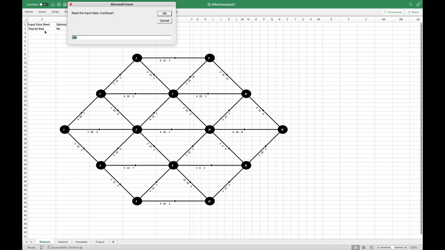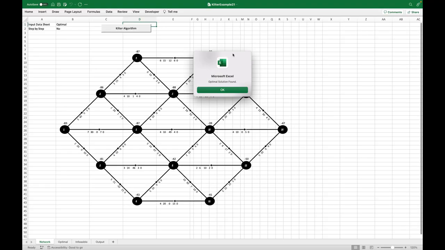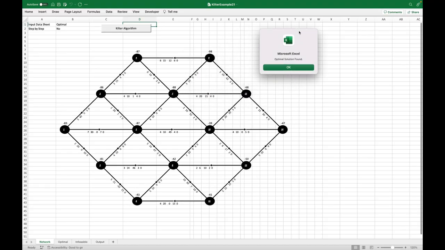So let's do the optimal case. And then I have here a step-by-step entry. Either I show step by step what the algorithm does, visualize what it does, or I say no, then the program will run in the background and it just comes at the end and says, here's the solution. So I'm going to choose no. So I'm going to click OK. And then it comes back. It solves this problem, and it's telling me that an optimal solution was found.